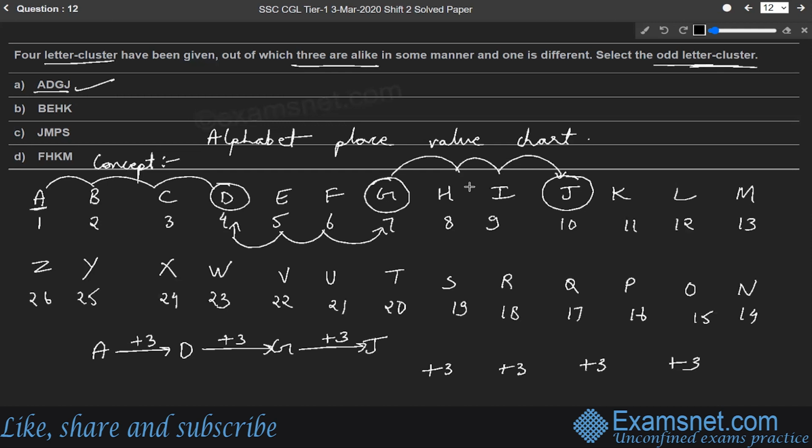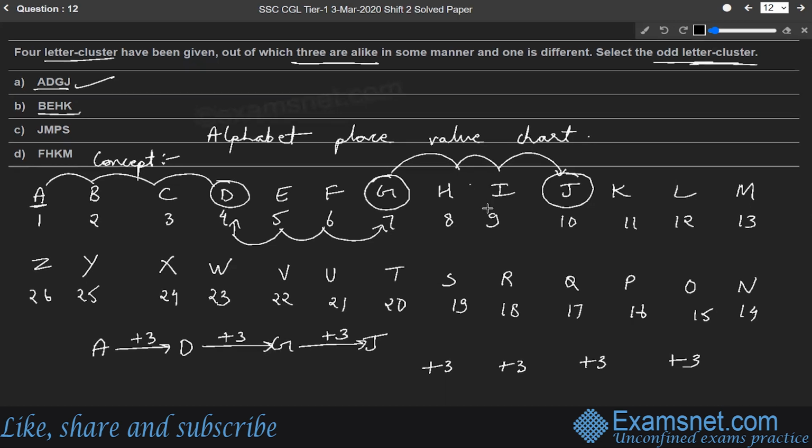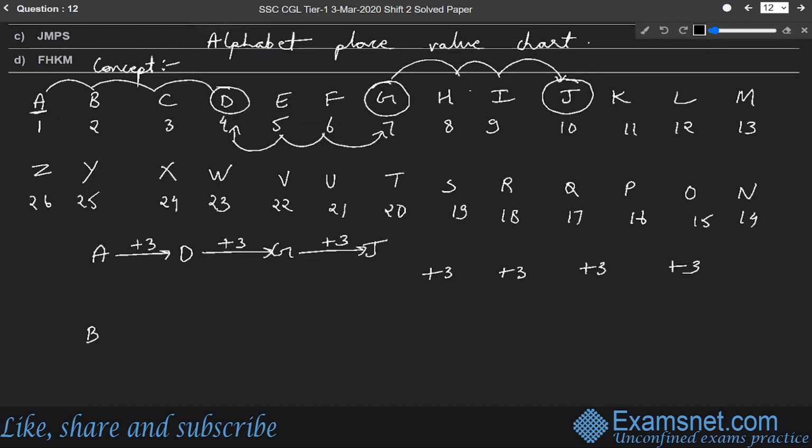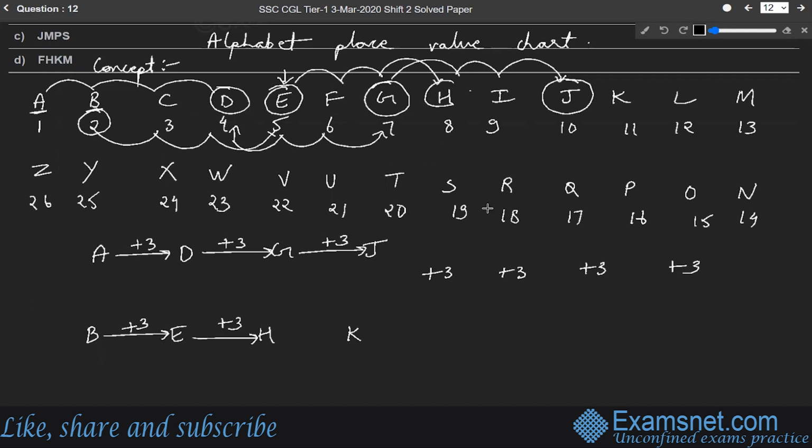So let us check it for the other options too. Second option is B, E, H, K. Starting with the first two letters B and E. B plus 3 should give E. So B is present here in the second position. B plus 3 means 1, 2 and 3. So B plus 3 gives E. So it is correct. Then E plus 3 should give H. E is present here. E plus 3 means 1, 2 and 3. So E plus 3 again gives H.